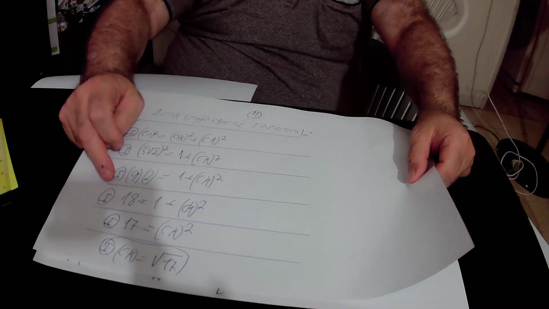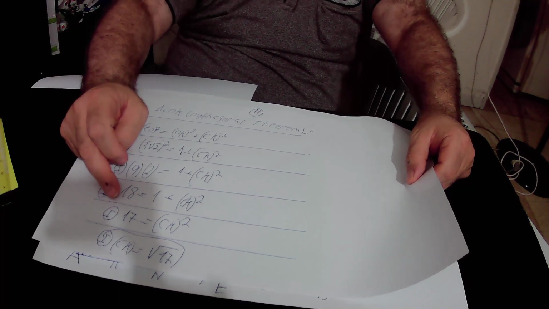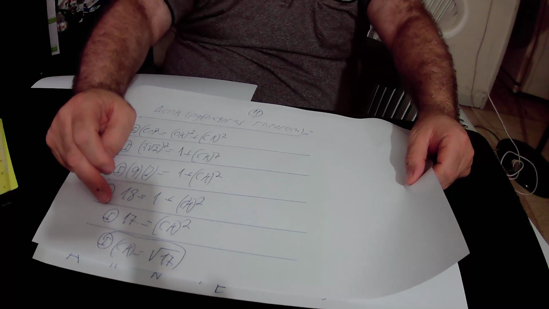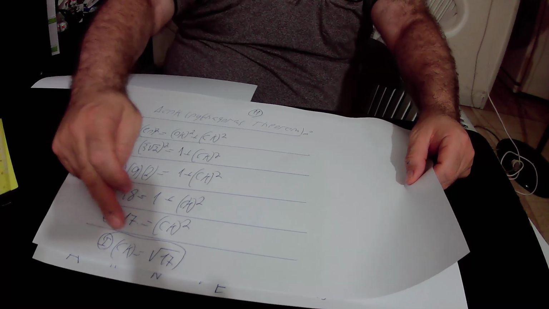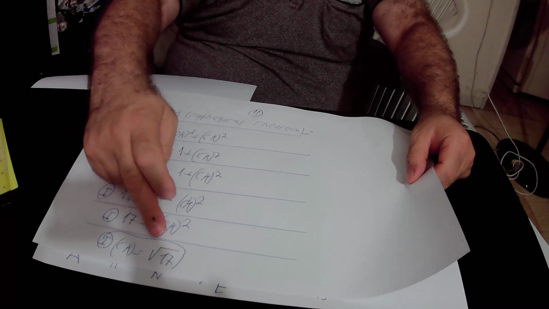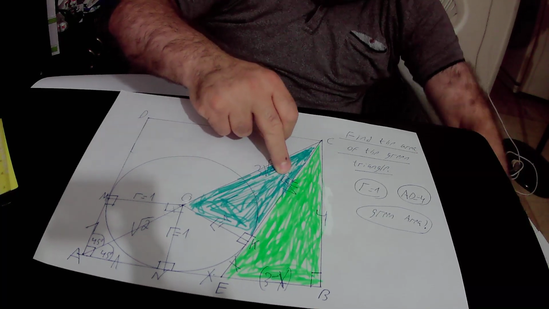We subtracted 1 from this equation, equation number 1. 18 minus 1 is 17. We found out that 17 equals CK square. We took a root of equation number 1 and we found out that CK equals square root of 17. So here CK equals square root of 17.